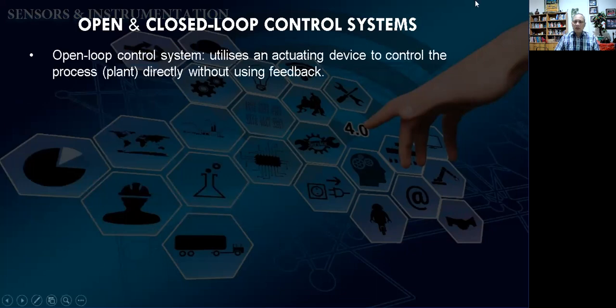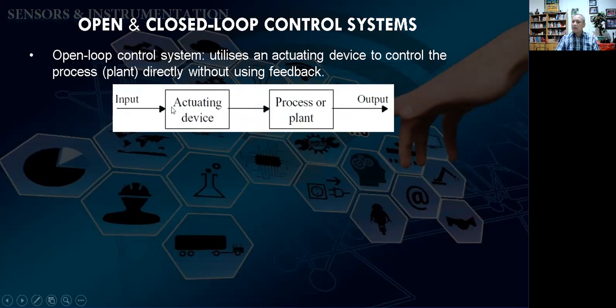When we talk about an open loop system, it utilizes an actuating device to control the process directly without using feedback. So there is no feedback to the brain, no feedback to the controller about what happens in the system. So it looks like this. We give the input and then the actuators do something to the process or plant, and then it gives an output. Of course, the output is not being fed back to the input, to be measured or to be improved.